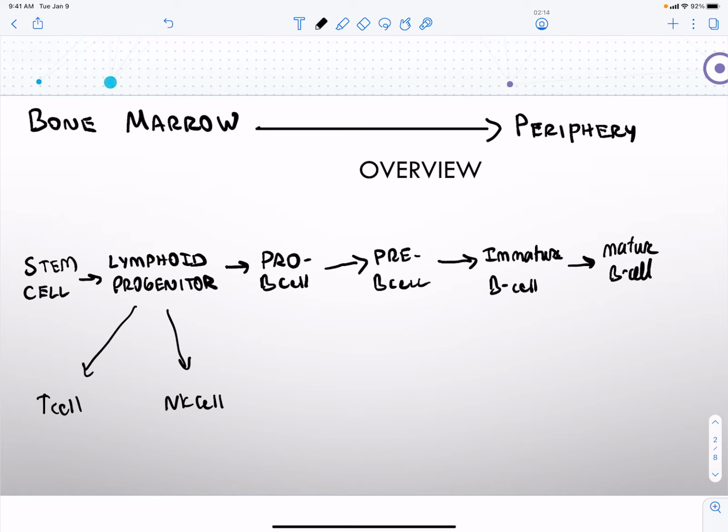And then this mature B cell can become a plasma cell after activation and differentiation, or it can become a memory cell after activation and differentiation. So this is just the general overview. So in the periphery is where you get B cell activation and clonal selection.